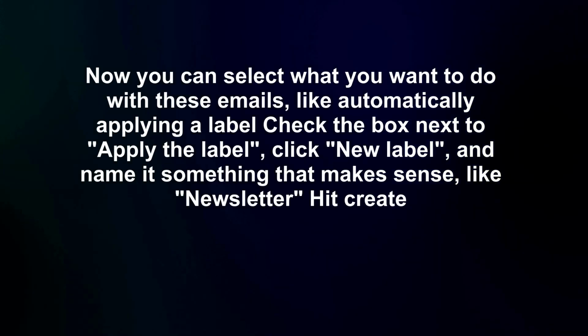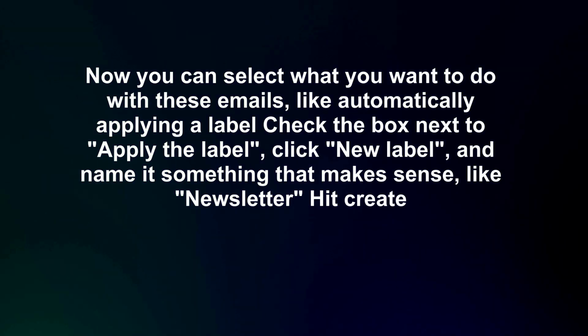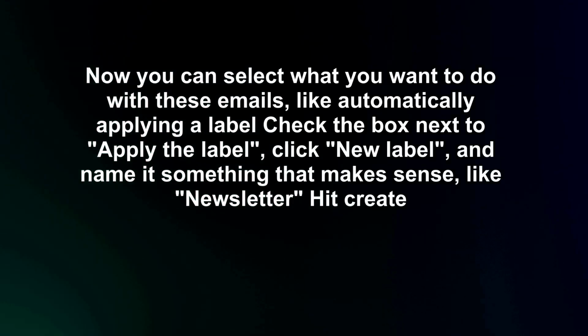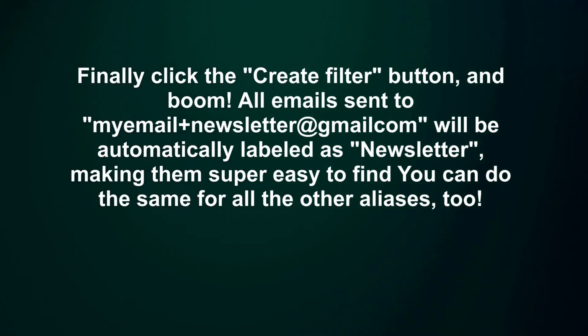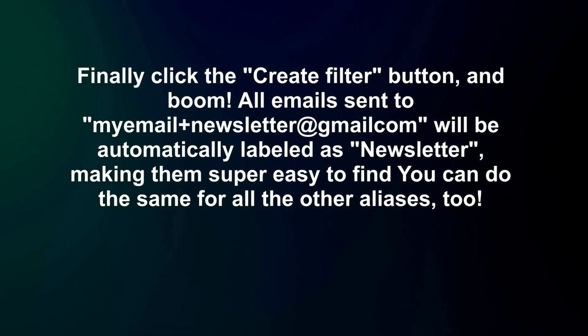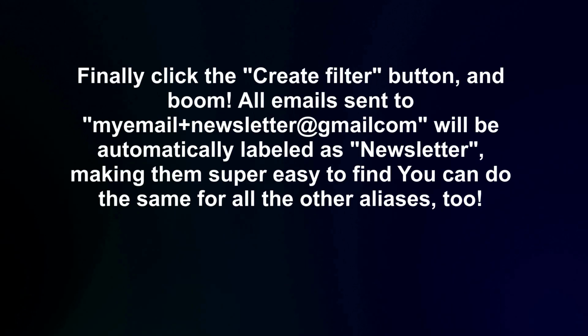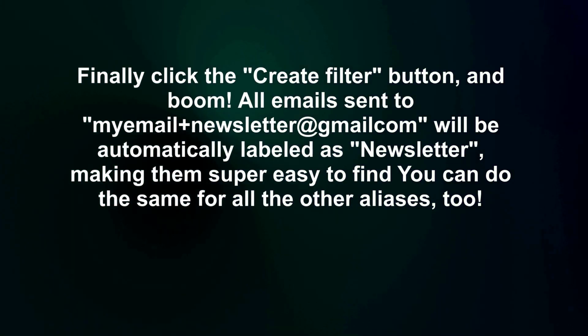Now you can select what you want to do with these emails, like automatically applying a label. Check the box next to apply the label, click new label, and name it something that makes sense, like newsletter. Hit create. Finally, click the create filter button, and boom! All emails sent to myemail+newsletter@gmail.com will be automatically labeled as newsletter, making them super easy to find. You can do the same for all the other aliases too.